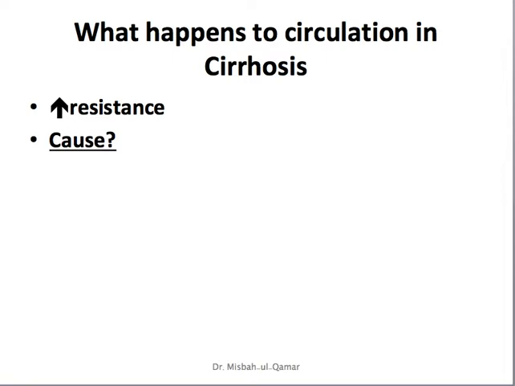All right. Cirrhosis of the liver greatly increases the resistance to blood flow. How? Because cirrhosis is the destruction of the parenchyma of the liver and its replacement with fibrous tissue. And this fibrous tissue contracts around the blood vessels and impedes blood flow by increasing resistance.